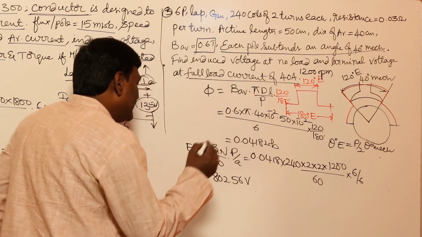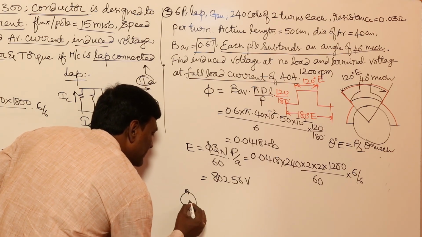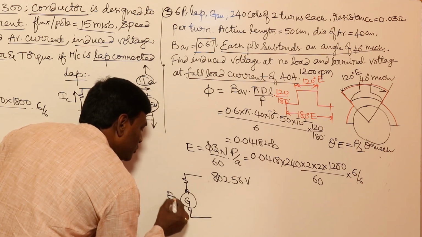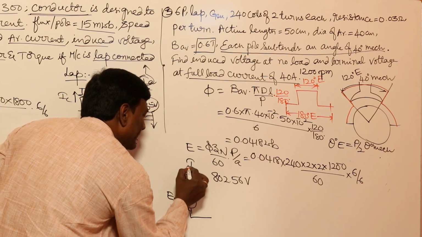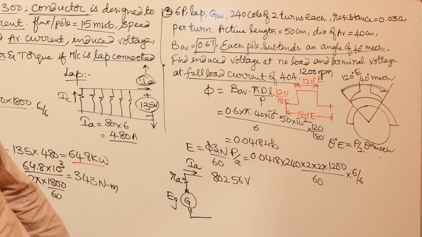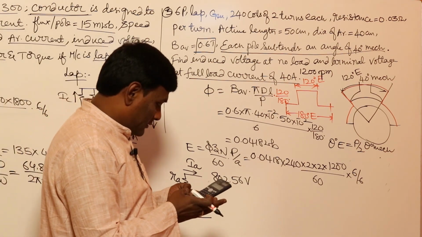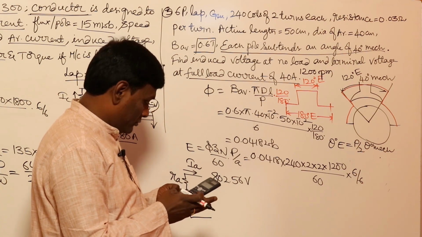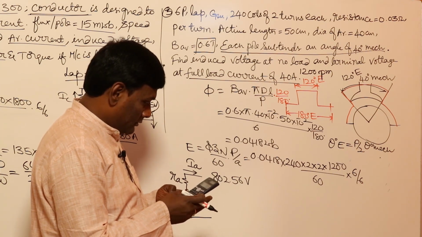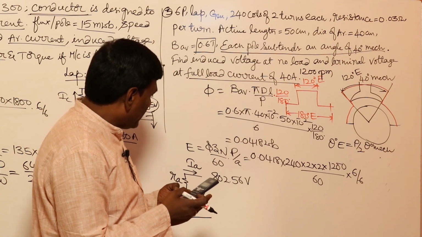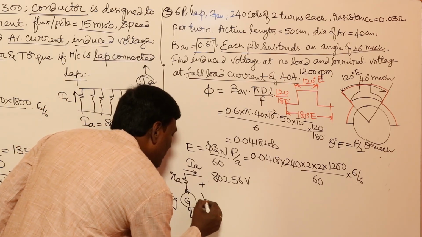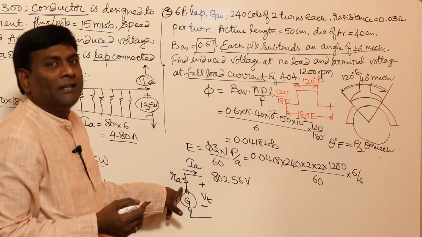If this is a generator, the induced voltage will be there, and resistance will be there. If I think of the induced voltage as EG, the current is going to be IA, and this is going to be RA. Now let me calculate 0.0418 into 240 into 4 divided by 60. Yes, 802.56. Now to calculate the terminal voltage VT, it is EG minus IA RA, because it's a generator.